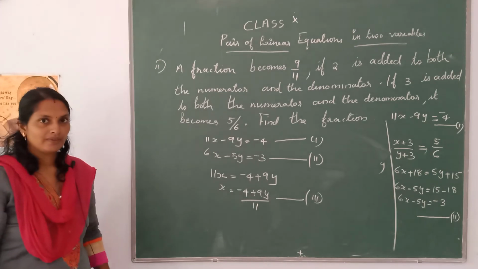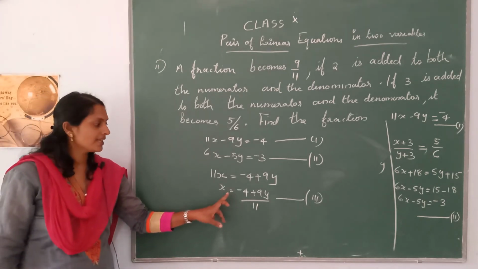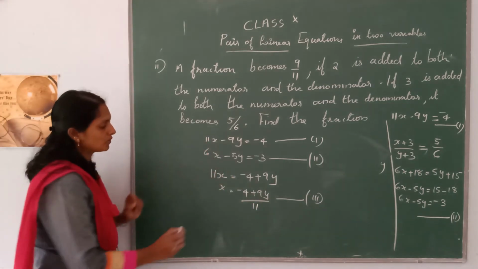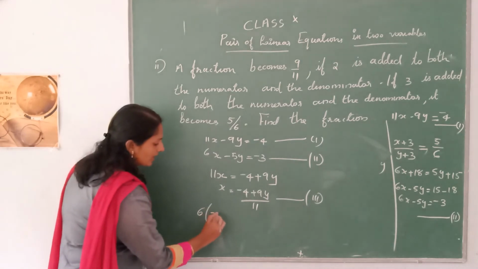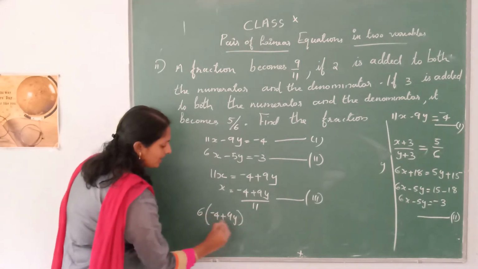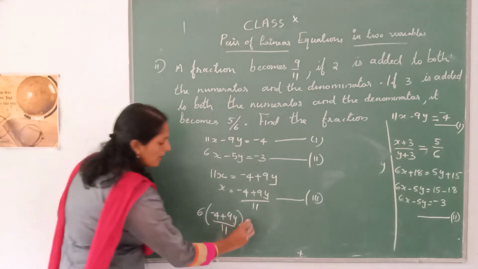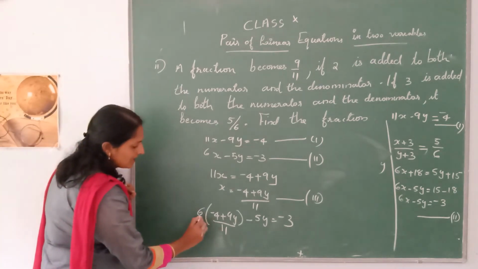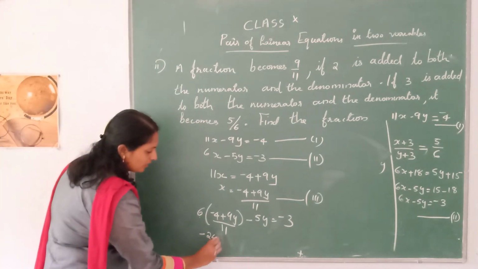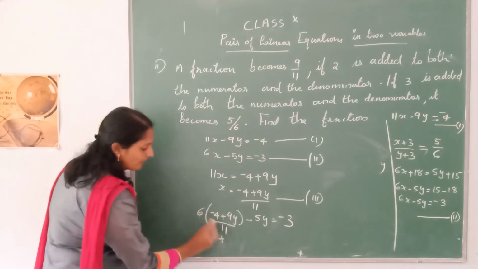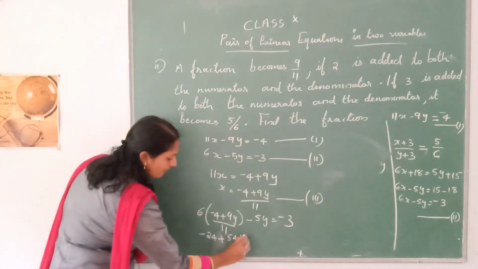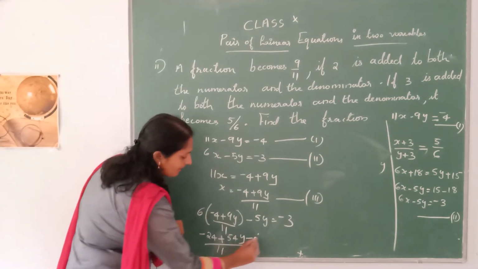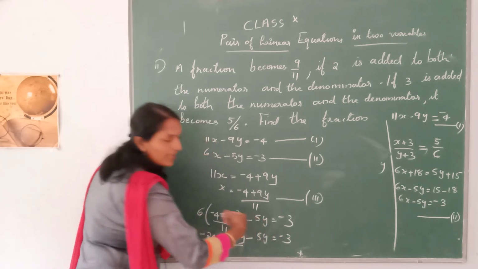Then substitute the value of x, negative 4 plus 9y divided by 11, in equation number 2. We will get 6 into negative 4 plus 9y divided by 11 minus 5y is equal to negative 3. That is 6 into negative 4, that is negative 24, plus 9 sixes are 54y, divided by 11, minus 5y is equal to negative 3.